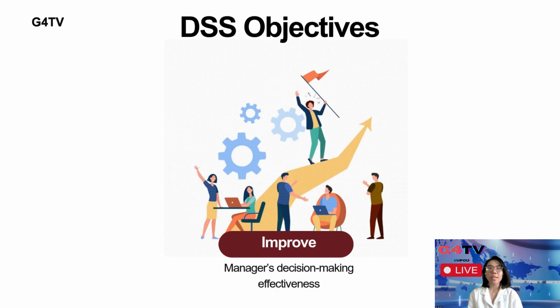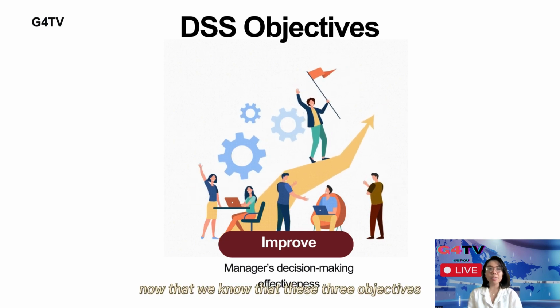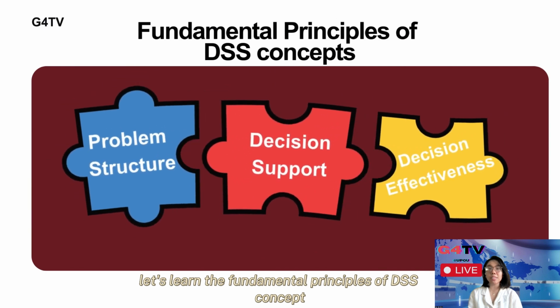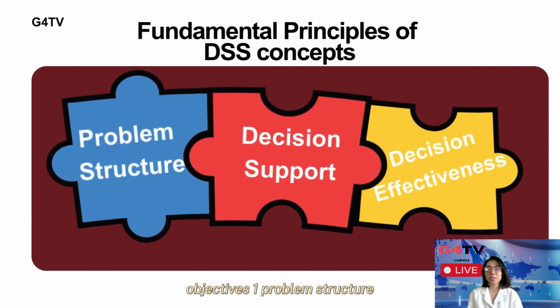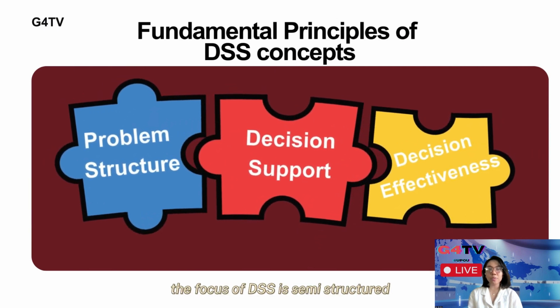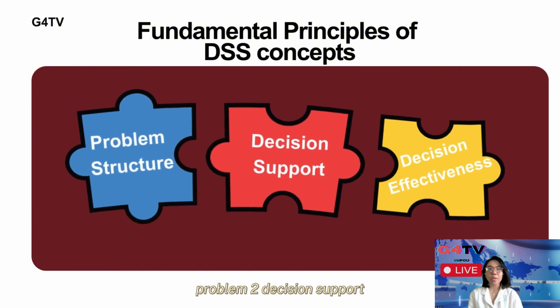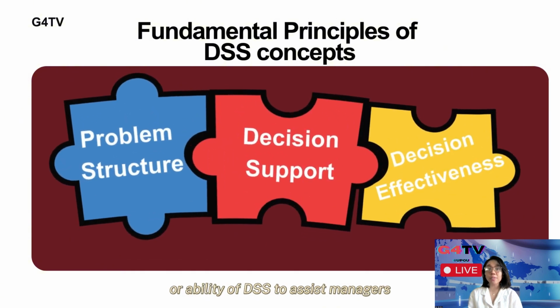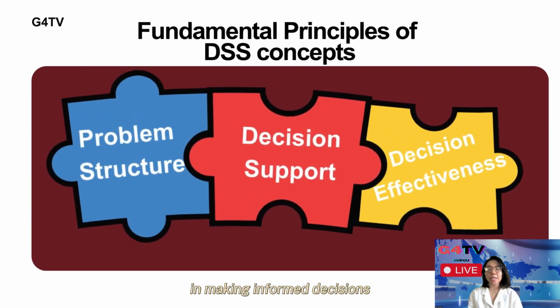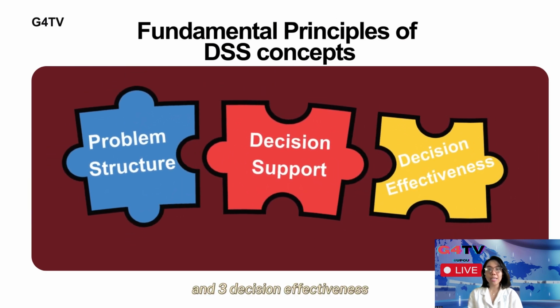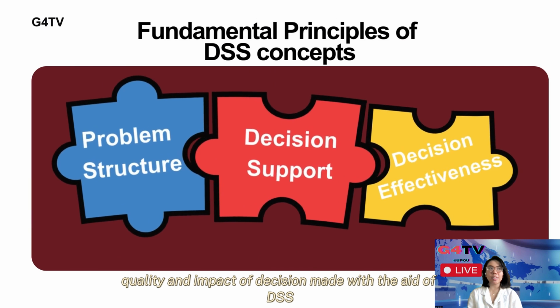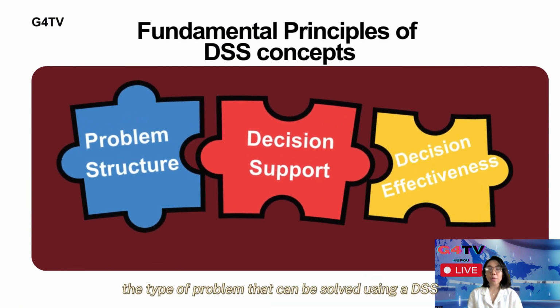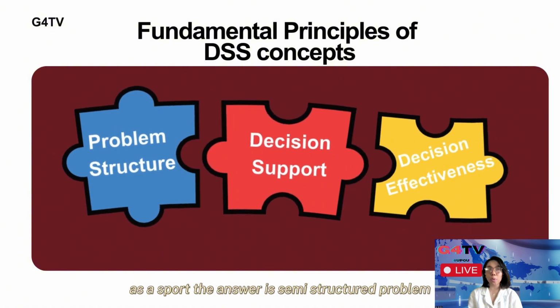Now that we know these 3 objectives, let's learn the fundamental principles of DSS concept that correlate with these objectives. 1. Problem structure. With this case, the focus of DSS is semi-structured problem. 2. Decision support, or ability of DSS to assist managers in making informed decisions. And 3. Decision effectiveness, quality, and impact of decision made with the aid of DSS. So what do you think the type of problem that can be solved using a DSS as a support? The answer is semi-structured problem.